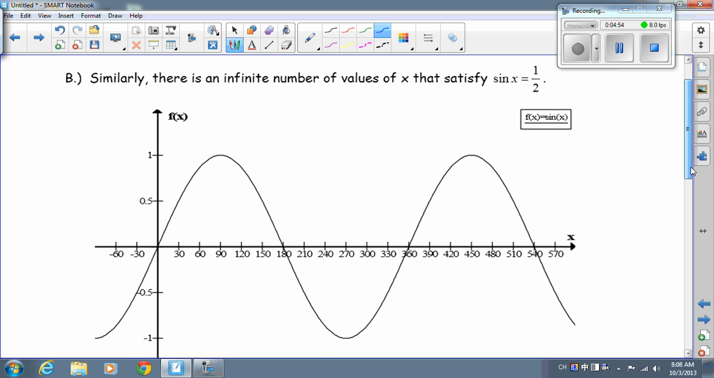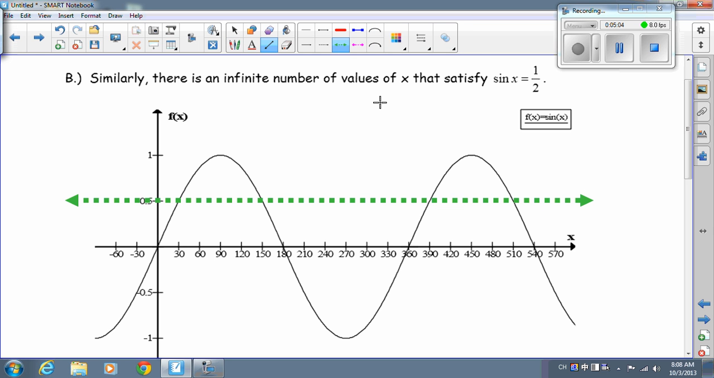Now, let's do the same thing for sine. And this time, I want the sine to be equal to 1/2. I will complete this by doing the exact same thing I did on the previous one. So I'll graph a line at 1/2. I will go ahead and put dots wherever it is equal to 1/2. I'm sorry, erase that first dot.